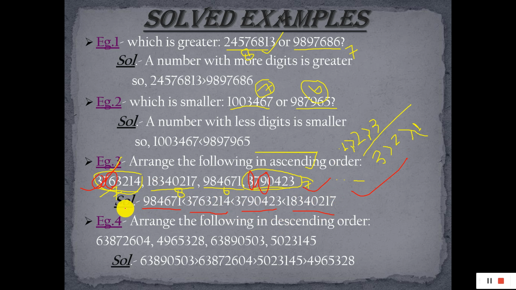Now here is the last example. Arrange the following in descending order. You can arrange it just as we did the ascending order. This question is for your homework. Do it yourself, and if you face any problem, then comment and ask. I will resolve the problem. Okay, thank you.